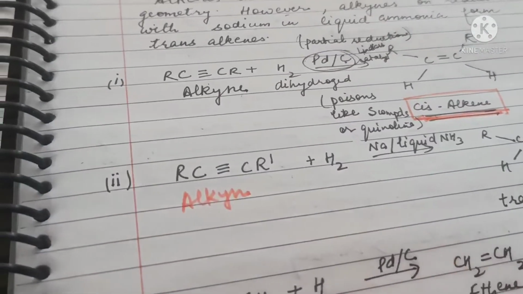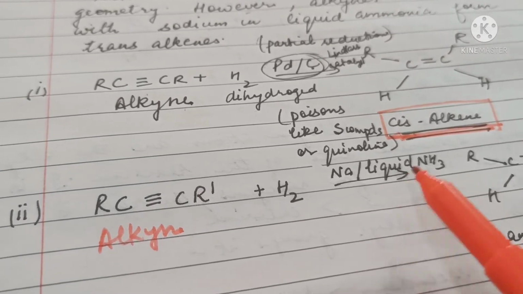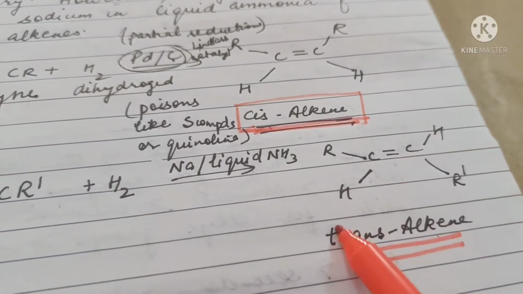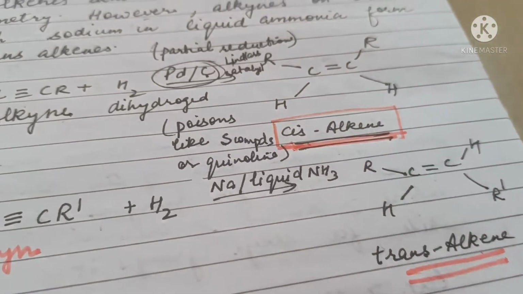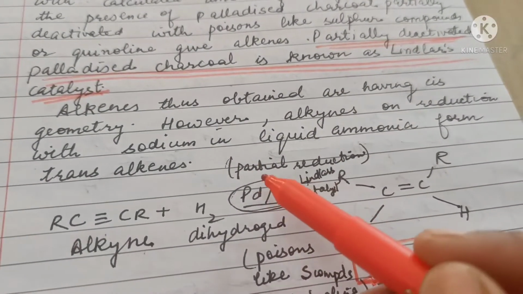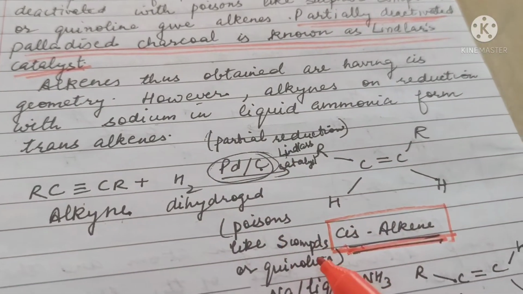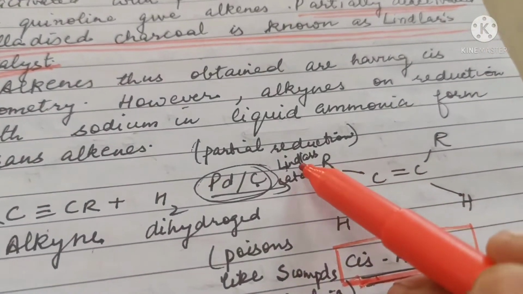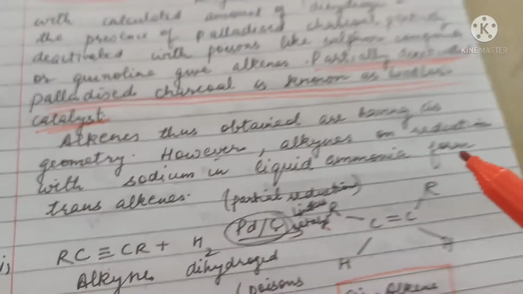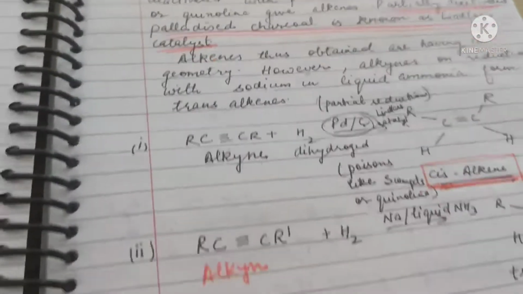Whereas on reduction with sodium in liquid ammonia, we get trans alkene. Hydrogen is added on opposite sides of the double bond. This catalyst, palladized charcoal poisoned with sulfur compounds or quinoline, is called Lindlar's catalyst.